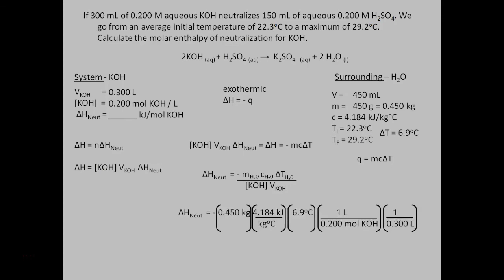Once again, I put in my units, because my units will help me to know what's going on. The kilojoules of water cancel with the kilojoules of water. Degrees Celsius cancels with degrees Celsius. Moles is left. Liters cancels with liters. So I'm left with kilojoules per mole. This tells me that I set up my equation correctly. This is why we want to use our units. And we solve for our final value.